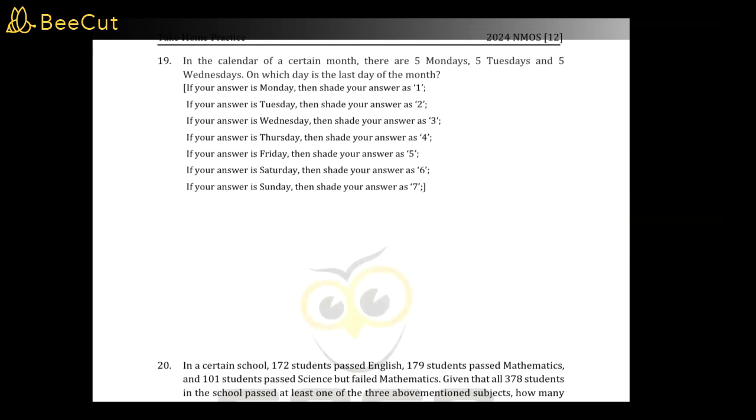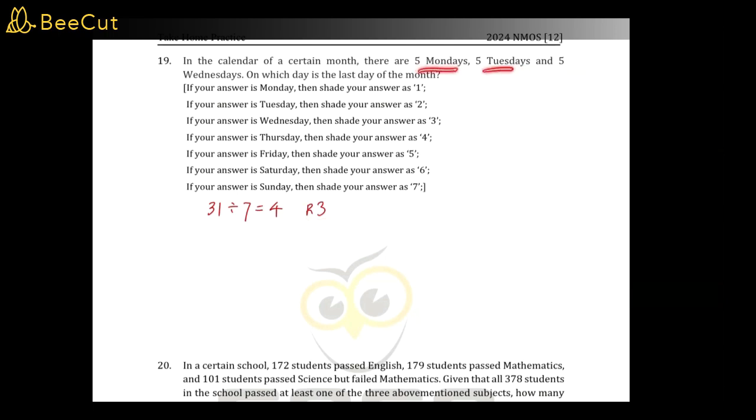Next, for question 19. So there are 5 Monday, 5 Tuesday, and 5 Wednesday. Then we know that in this month, there are 31 days. 31 divided by 7, the remainder is 3. Right, so the remainder 3 indicates the ones with the extra day.